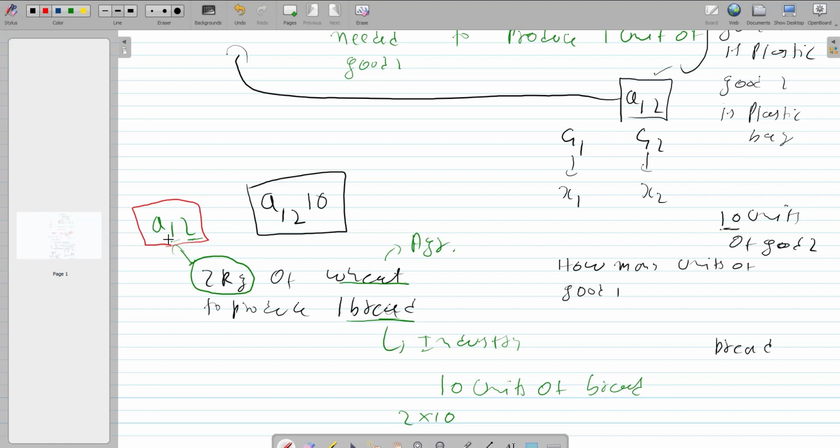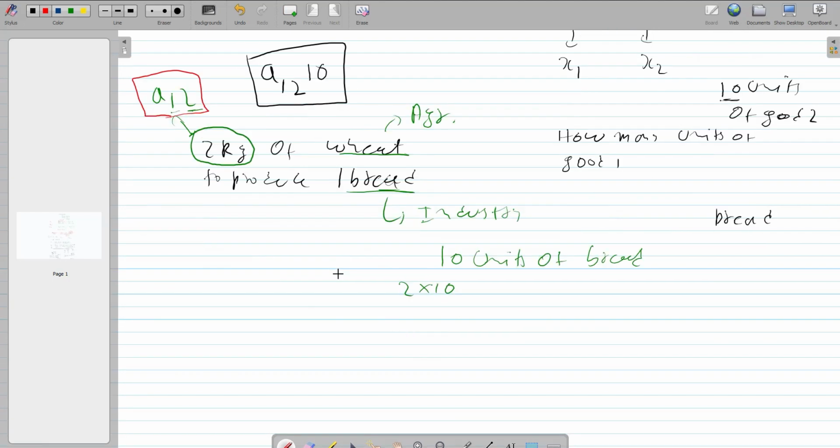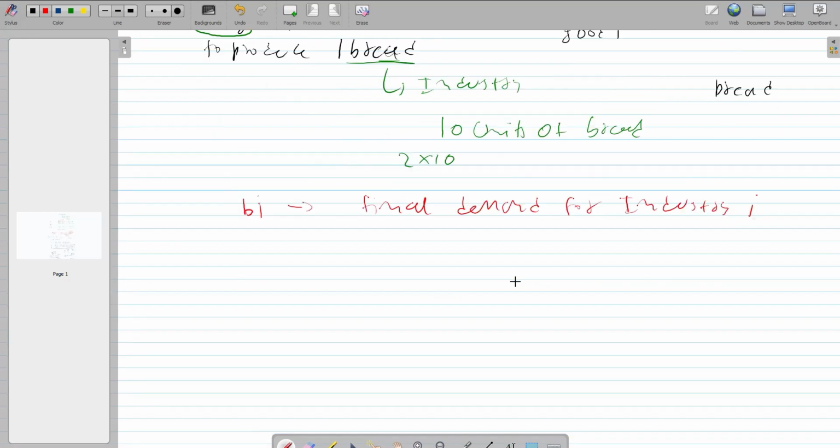Now again, as I have already told you, for the final demand I'll use B_i. So the final demand, or external demand, for industry i. Okay, so this is D_i. Now again, generalizing everything, if I have industry 1 which is producing x1 of good 1, industry 2 producing x2 of good 2, and industry 3 producing x3 of good 3.